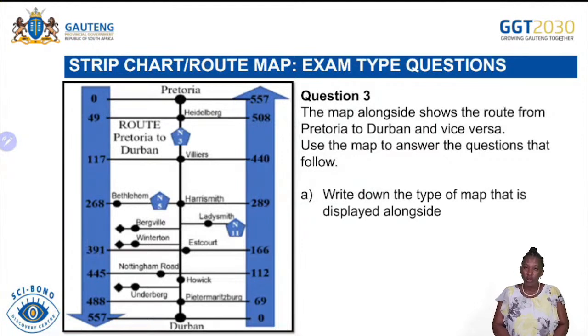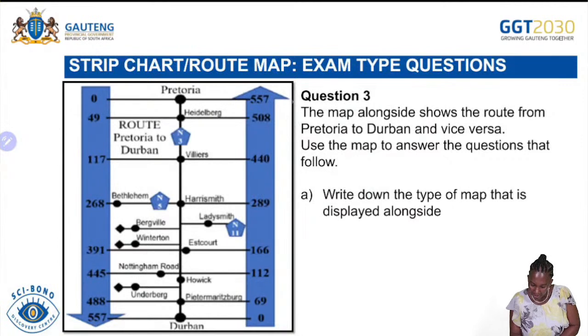What you need to do, you need to be able to understand how to interpret the strip chart. And with the strip chart, what is important, you will be given the distances along the side, as it shows you here. It says from Pretoria down up until Durban.